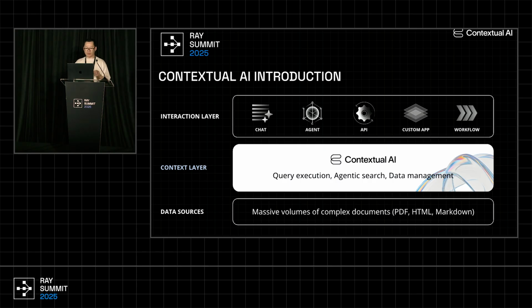If we look at this diagram, at the bottom is the data source. This is a massive volume of complex documents. And at the top is the application layer. It could be chat, agent, or something like a custom app or workflow. Our company, Contextual AI, sits in the middle, the context layer. We do all the heavy work from query execution, agentic search, and data management.